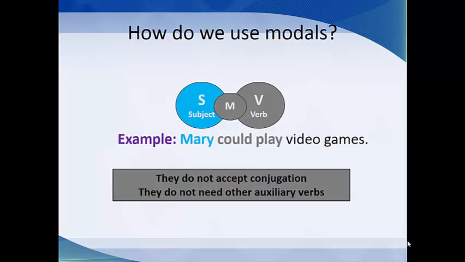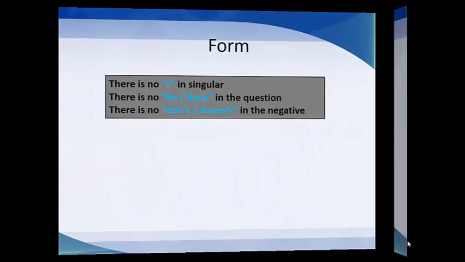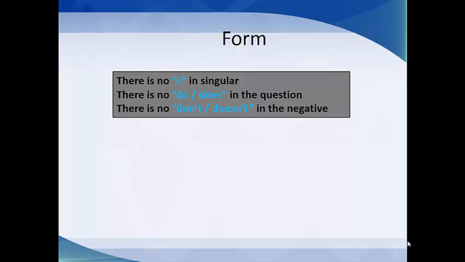How do we use modals? For example, Mary could play video games. Modal verbs do not accept conjugation. They don't need other auxiliary verbs. How to form modal verbs? There is no S in singular. There is no do or does in the question. There is no don't or doesn't in the negative.